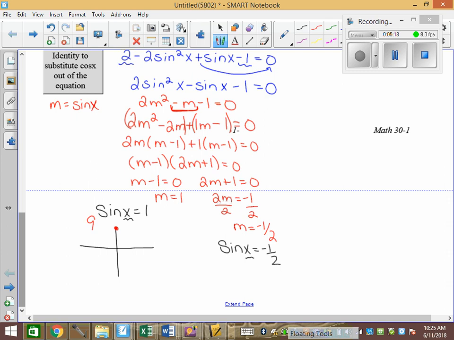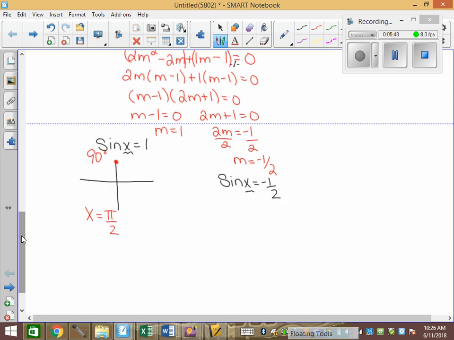So 90 degrees. Yay, I'm done. No, it's pi over 2. Now, if I check the coterminals, it's going to end up being outside, right? I'm going to get negative 270, which is outside of negative 180, which is pi. And if I check the other way, I'm going to be way out, because it goes from negative pi to pi. Then sine x equals negative a half.